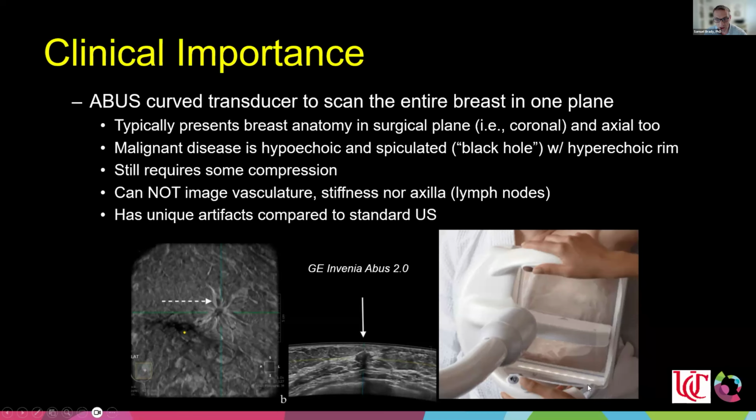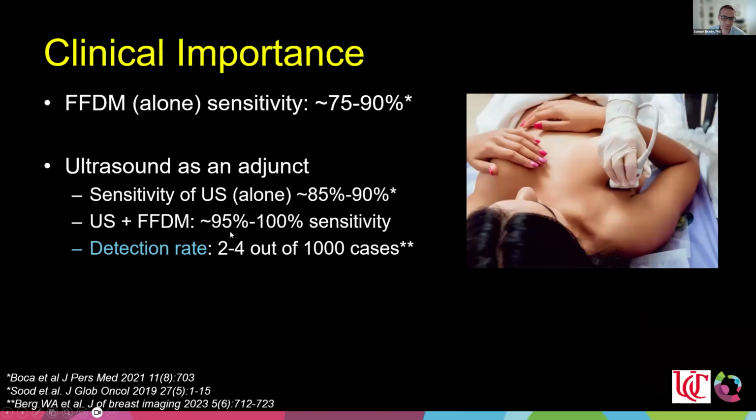The whole area ultrasound system still does require some compression, but not nearly what we deal with in X-ray based imaging. The downside, of course, is that it does not provide any vascular or elastography type imaging. And because of the shape, it's very difficult to image into the axilla. So it is largely breast only imaging.